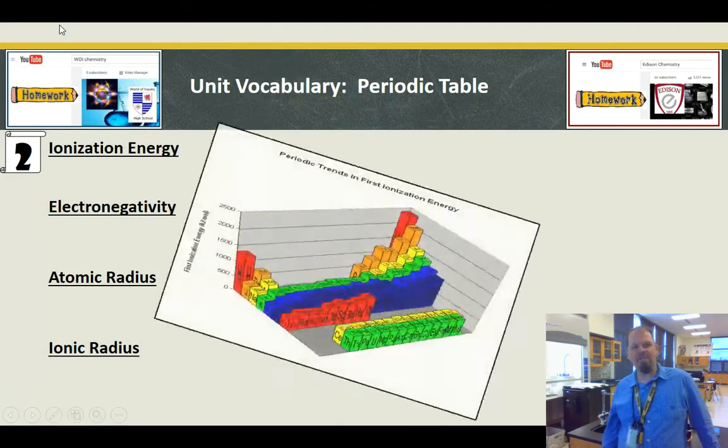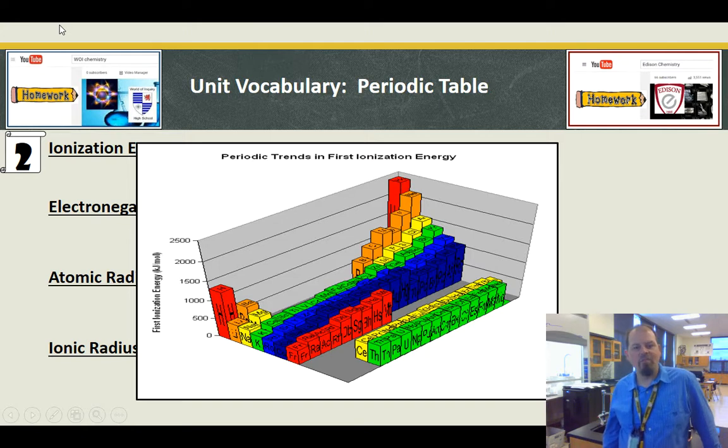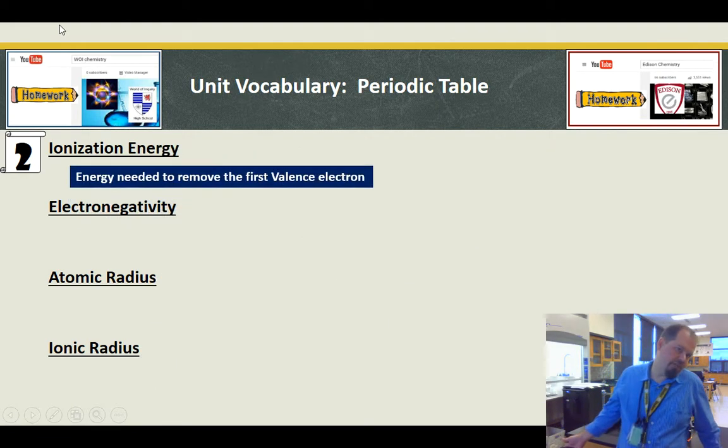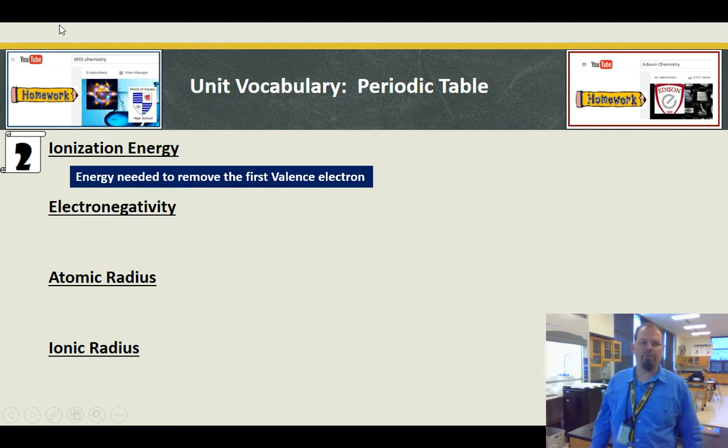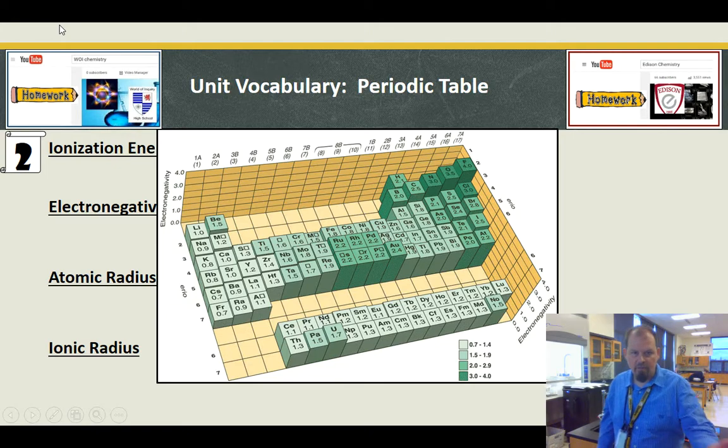Ionization energy. This is a graph of the periodic table and the ionization energies. You can see that the one in the top right-hand corner has the highest ionization energy. By definition, this is the energy needed to remove the first valence electron. So this is the energy needed by a different atom to take my valence electron, and that's my ionization energy. To make me an ion, how much energy does the atom next to me have to put in to get my electron, right?